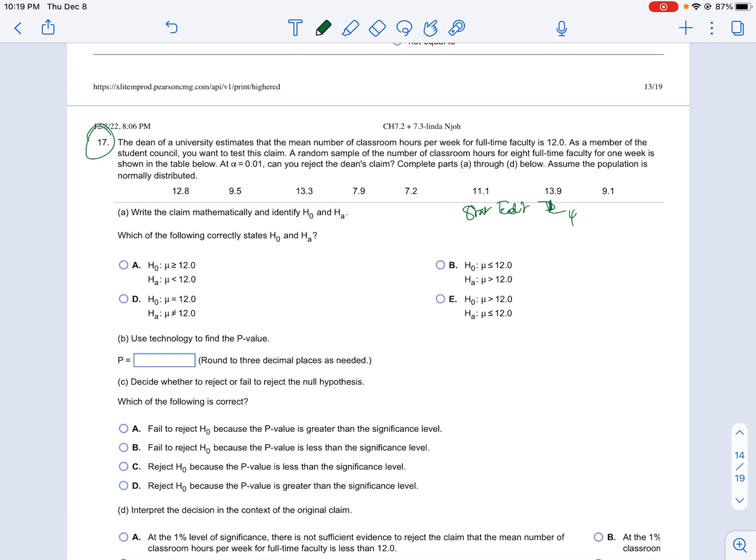It says the dean of a university estimates that the mean number of classroom hours per week for full-time faculty is. So this is the null. The alternative would be different. As a member of the student council, you want to test this claim. A random sample of the number of classroom hours for 8 faculty for 1 week is shown in the table. Alpha equals 0.01. Complete the part. We already know it is equal or different.